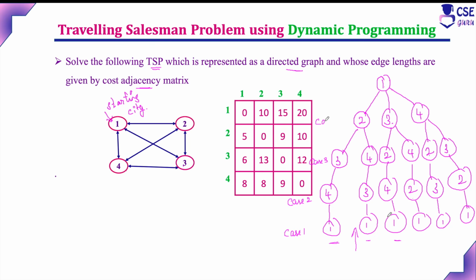And in case 4, after visiting the first vertex, what is the next vertex you are going to visit? That we will consider in case 4. That is 1 to 2, 1 to 3 and 1 to 4, we will calculate the cost.